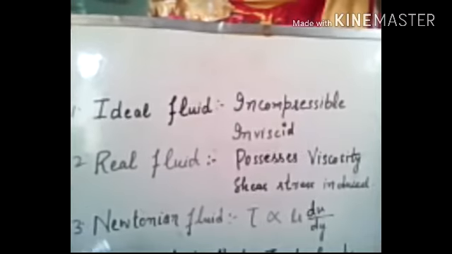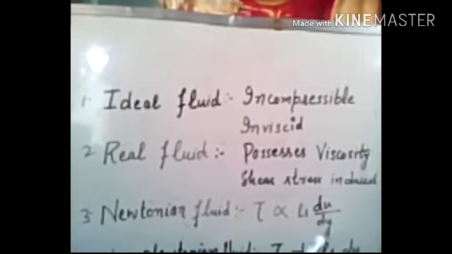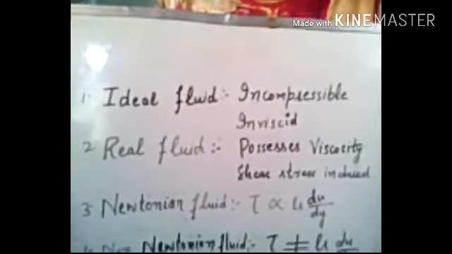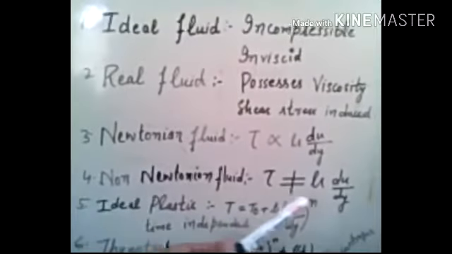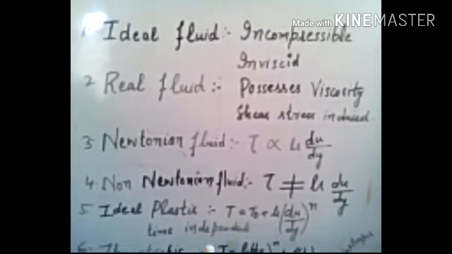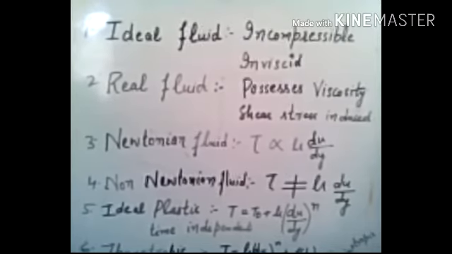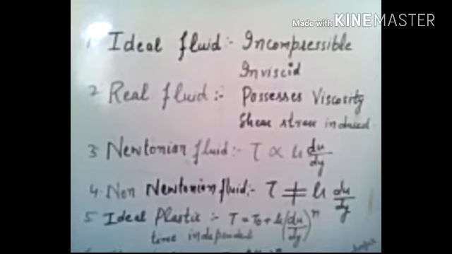So the real fluid is the one which has shear stress and has some viscosity. It has two types, Newtonian fluid and non-Newtonian fluid. Newtonian fluid is one in which the shear stress is directly proportional to the rate of the shear strain, and non-Newtonian fluid is one in which shear stress is not directly proportional to the rate of the shear strain. It does not obey Newton's law of viscosity.